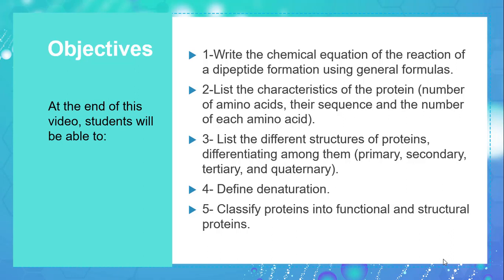List the different structures of proteins, differentiating among them the primary, secondary, tertiary, and quaternary levels. Define denaturation and classify proteins into functional and structural proteins. You can refer to the summary sheet that you are supplied with to revise the required information.